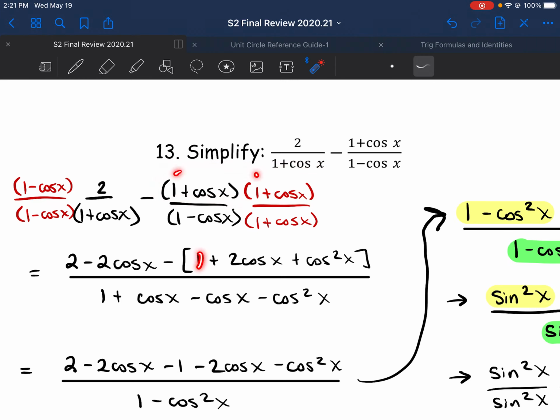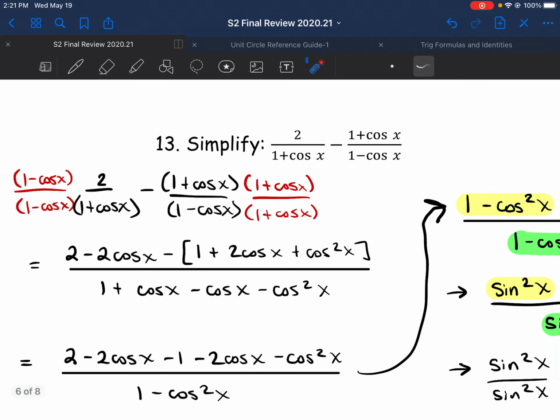So 1 times 1, there's 1. 1 times cosine x, and then 1 times cosine x again is going to give you 2 cosine x. So that's combining the outsides and the inside pieces. And then last times last, cosine times cosine gives us the cosine squared. Notice that we have this subtraction sign in the middle. So this entire thing that we FOILed is being subtracted. You don't want to forget that. You don't want to mess up signs because you're forgetting to apply the subtraction sign.